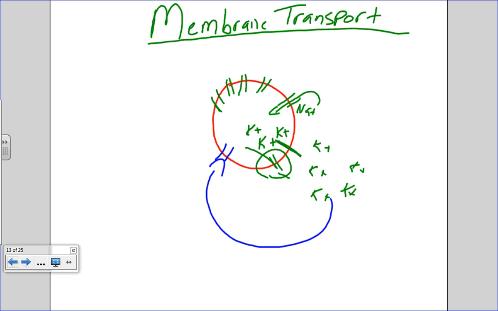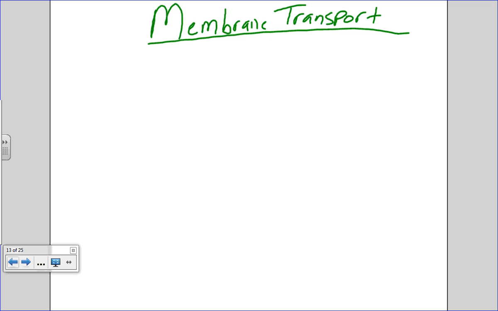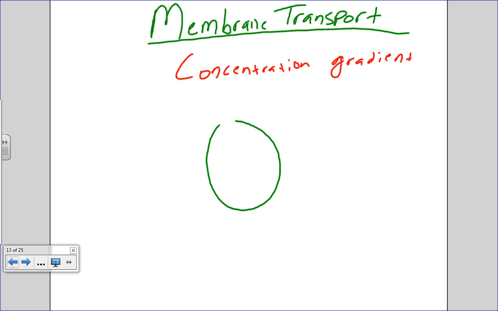Another concept that you need to know when it comes to understanding transport across the cell membrane is what we call the concentration gradient. Basically, a concentration gradient is a difference in the concentration of a molecule or a solute or a particle. We'll just call them particles across the cell membrane. So let's say we've got a cell here.